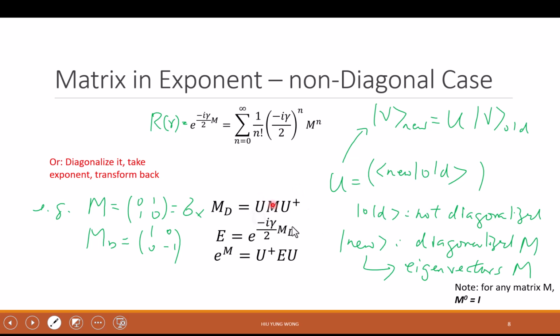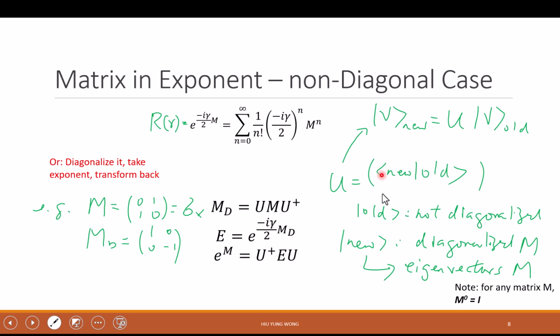So what we are going to do is we just transform this matrix, but let's remind ourselves again, what is U? U is the transformation matrix to bring from the old basis to the new basis. The old basis may be the basis of Z vectors, 0 and 1, right? And we transform to the new basis, it may be the plus and minus. So in the old basis, this sigma x is not diagonal, but after you transform to the new basis, it becomes diagonal, right?